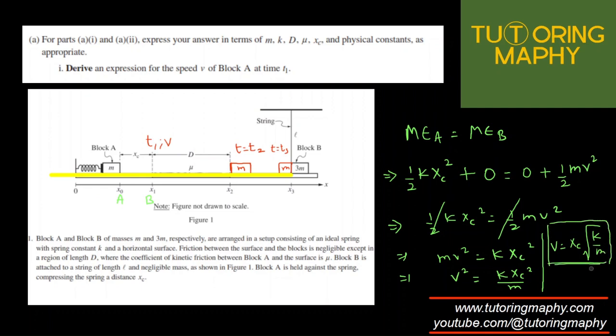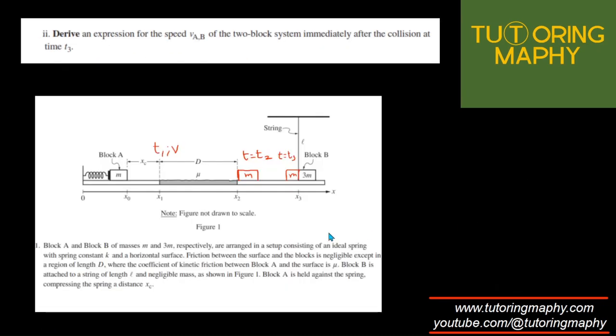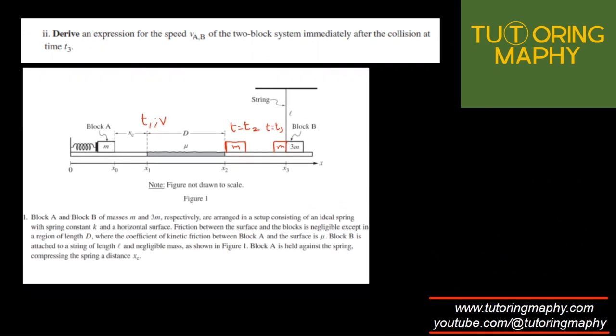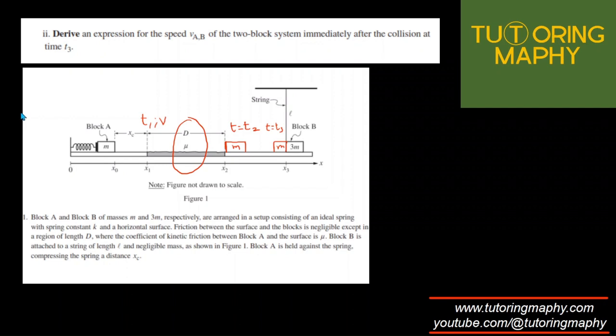This was a pretty straightforward question, I think. The next one asks for an expression for the speed VAB of the two block system immediately after the collision at time t3. Okay, so I'm just going to pull up this image once again. Once again, this question is based on energy conservation, but be advised that there's a non-conservative force here, right? There is friction over here, so you cannot really conserve the mechanical energy.